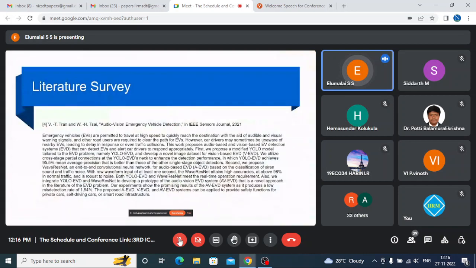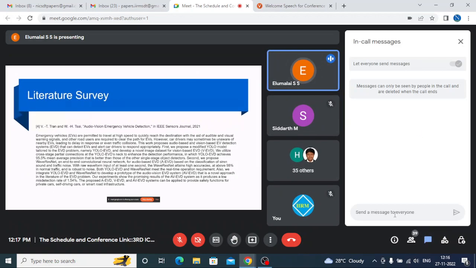Literature survey. Emergency vehicles are permitted to travel at high speed quickly to their destination, able to use visual and warning signals. On the other road, users are required to clear the path for EVs. However, car drivers may sometimes be unaware of nearby EVs, leading to delays in response and collisions for everyone.